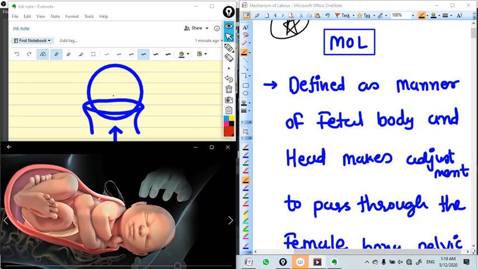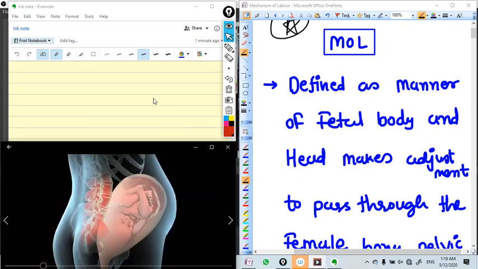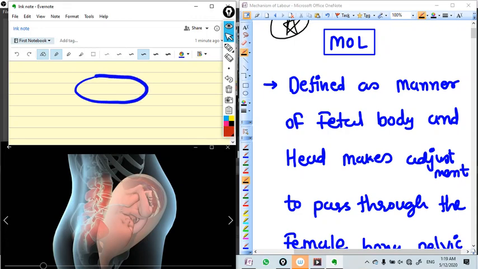Okay, so the baby has to pass through the parts of the pelvis. Which parts of the pelvis does the baby have to pass? Everybody knows the female pelvis is like that here. If you see, this is the pelvic inlet and this is the pelvic outlet. Okay, so this is how the pelvis works. What you are seeing here is a pelvis.